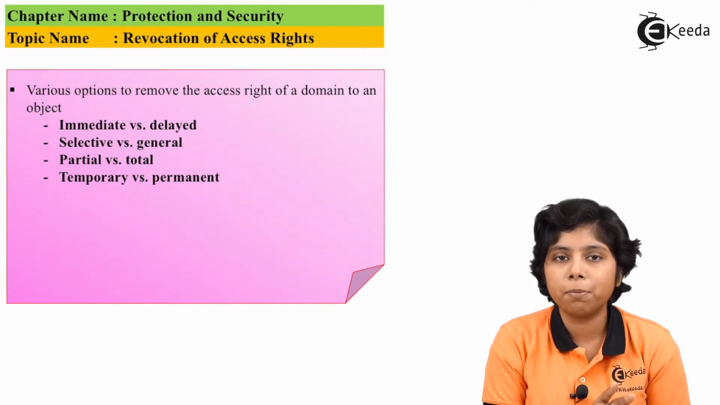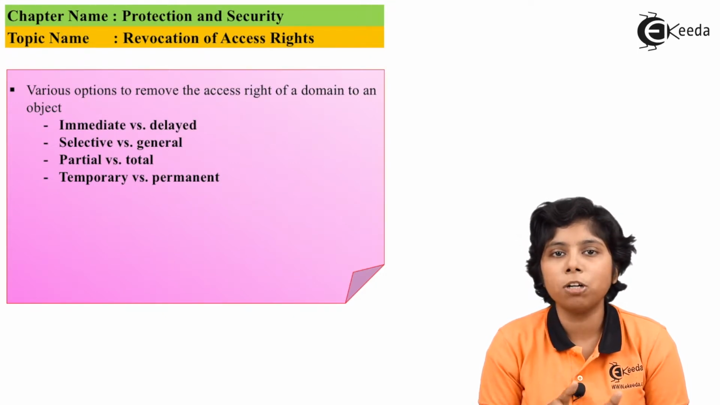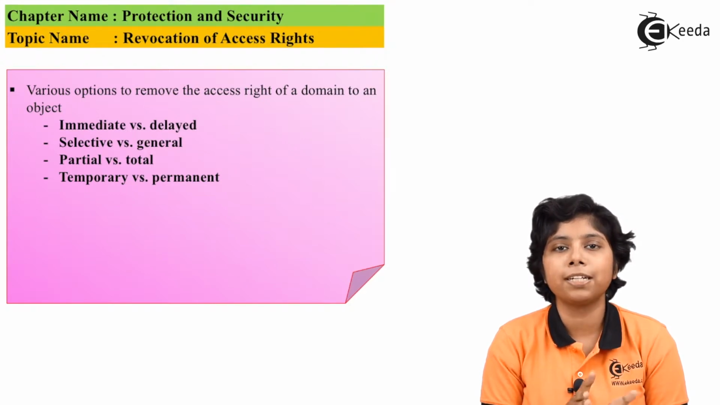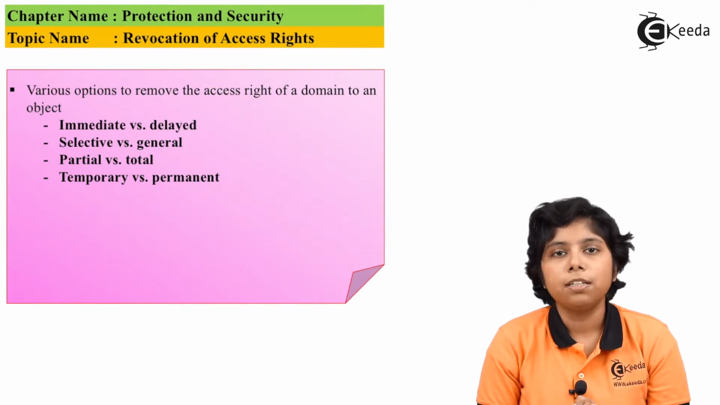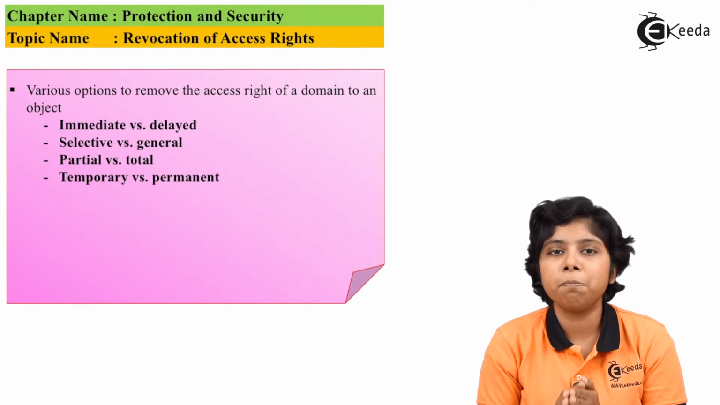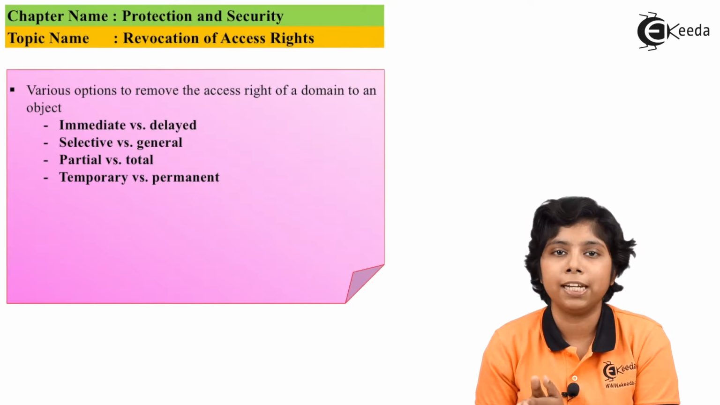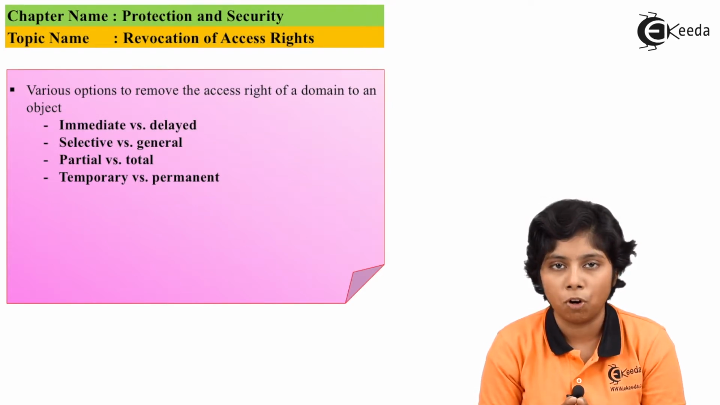The next is permanent or temporary, that is, whether a revoked access right can never be attempted again by any user, or whether it is revoked now and can be obtained later. The next one is immediate or delayed, that is, whether the access right should be revoked immediately, or whether it is delayed. And if it is delayed, then for how much time is it delayed.